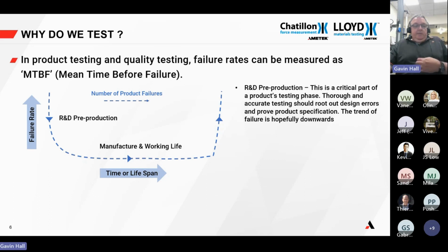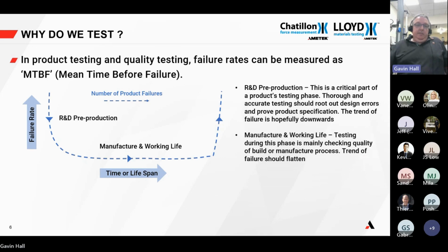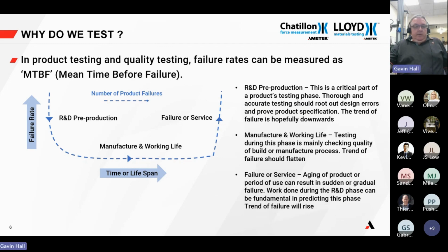Then we move into the manufacture and working life of a product. The testing during this phase is mainly checking the quality of build and the manufacture process. And the trend of the failure should hopefully flatten out for the working life. And then we move into the failure or service phase. Aging of product or period of use can result in sudden or gradual failure. Work done during the R&D phase can be fundamental in predicting this phase. And we will see that the trend of failure will obviously rise.